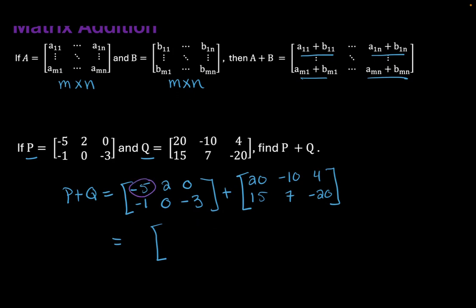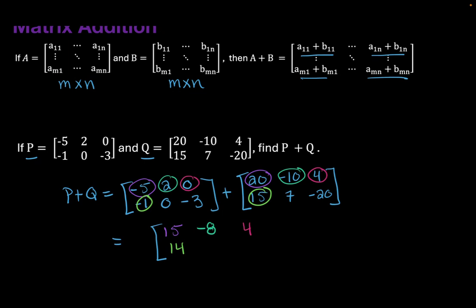So since -5 is the first entry, then 20 is also the first entry in Q. We would add -5 and 20 together, and we would get 15. Then we would add 2 and -10, those corresponding entries, and get -8. Then we would add 0 and 4. Well, 0 plus 4 is 4. Then we would add together -1 and 15, and we would get 14.